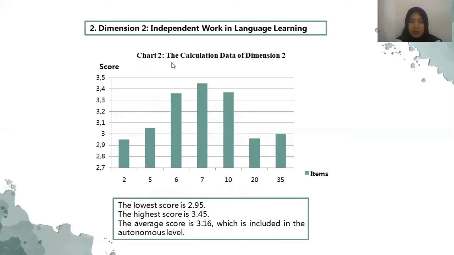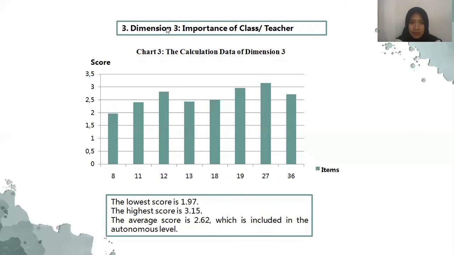And then dimension 2, independent work in language learning. The lowest score in this study is 2.95. The highest score in this study is 3.45. The average score in this study is 3.16, which is included in the autonomous level. And the third, dimension 3, importance of the class or teachers. The lowest score in this study is 1.97, the highest score is 3.15, and the average score is 2.62, which is included in the autonomous level.